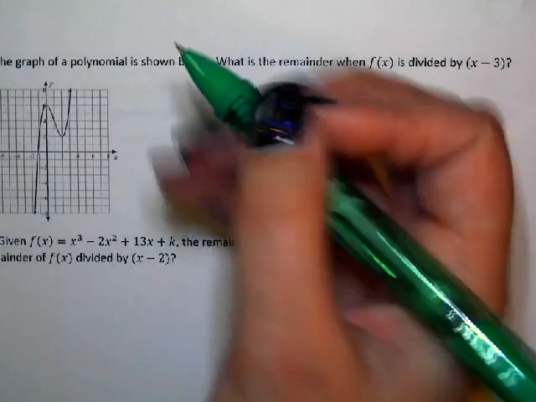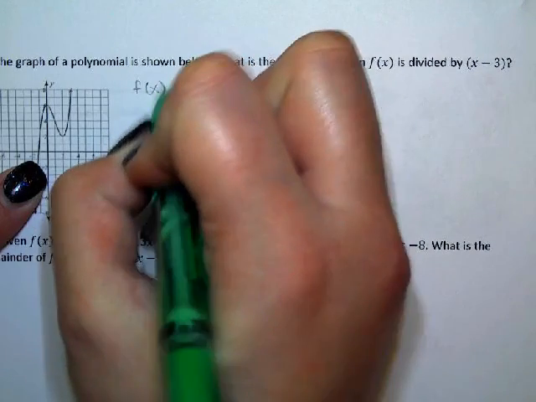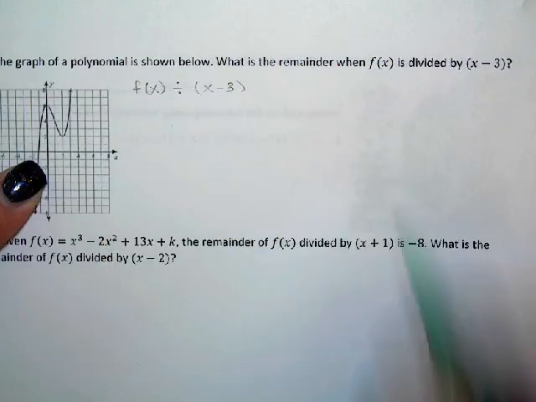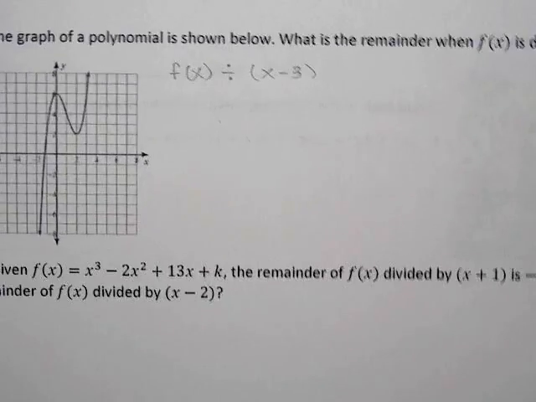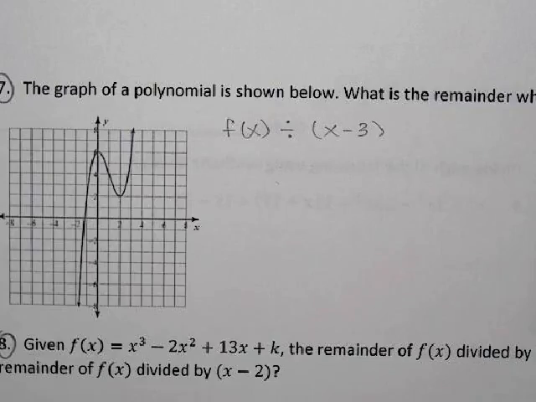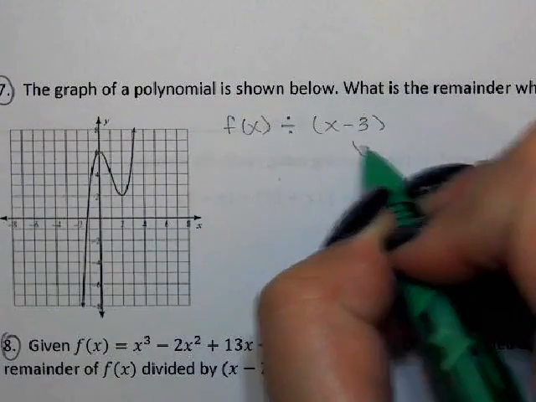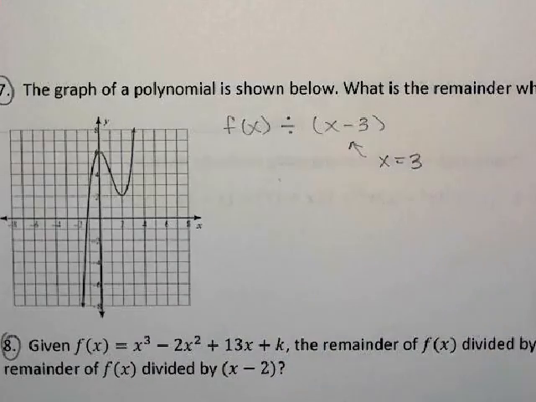It says, what is the remainder when you have f of x divided by x minus 3? So since you're taking f of x and dividing by x minus 3, if you were to do synthetic division, what is the number that would go in the little box? 3. 3 is the number that would go in the little box, x equals 3.